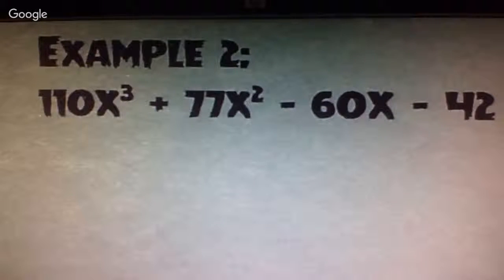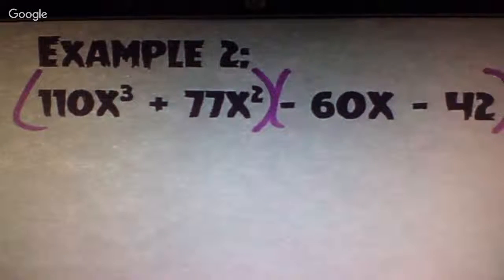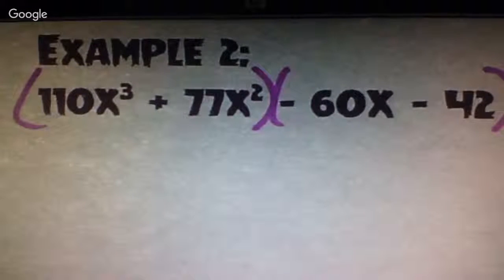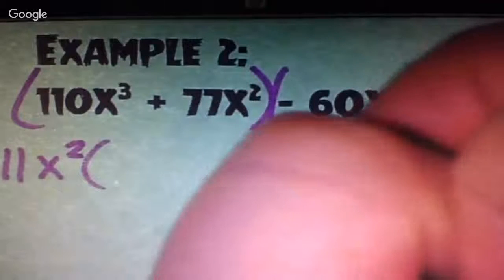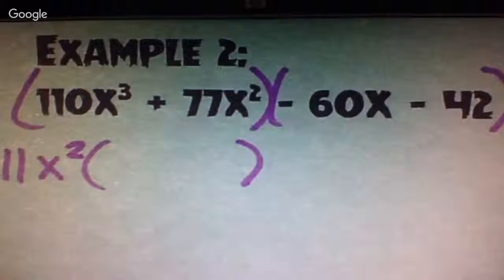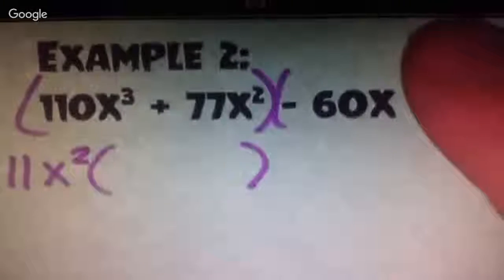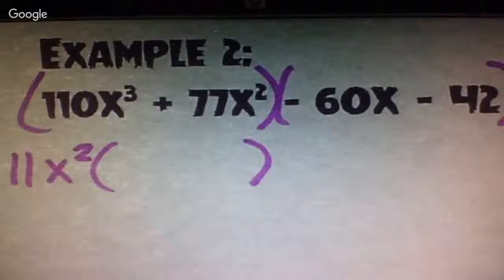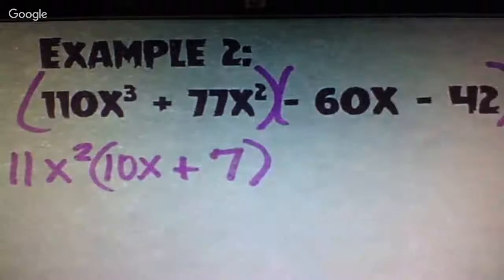Okay, example 2. When I place these into binomials. Okay, I heard somebody say I can pull out an 11x squared. When I divide by 11x squared, my first term becomes 10x. My second term becomes plus 7.